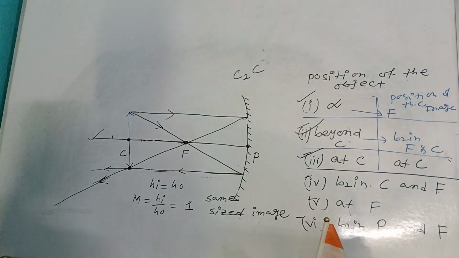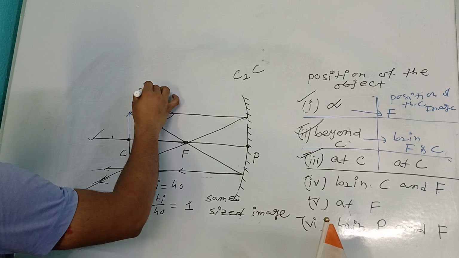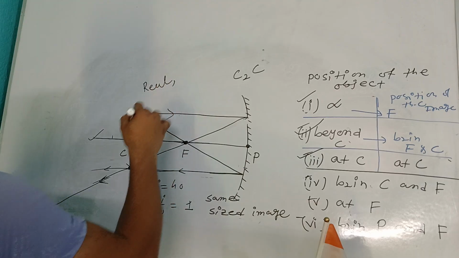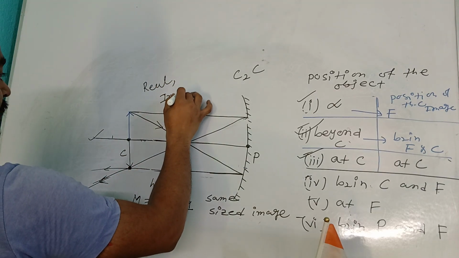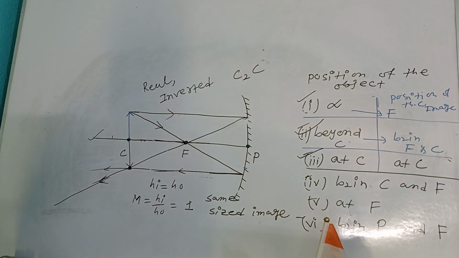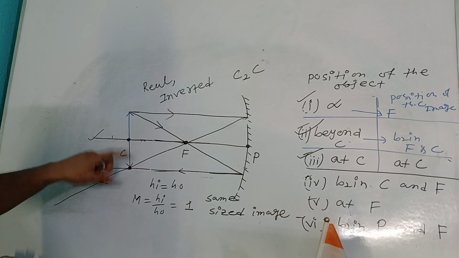Okay, now tell me, real or virtual? Real, intersecting, so real image. Okay, real, erect or inverted? Inverted image. So real, inverted, upside down.